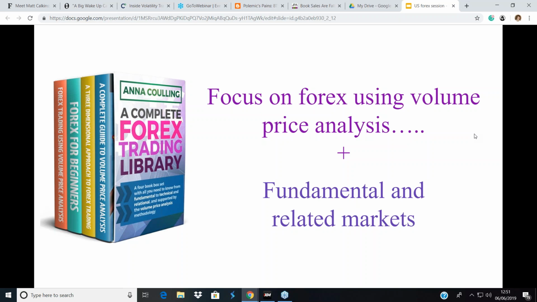But that's only one element of what you have to know to understand and trade this market. That's the technical analysis side. There's the fundamental side, and there's what's going on in the related markets, to give you what we call a three-dimensional approach to Forex trading. There's actually a book called A Three-Dimensional Approach to Forex Trading. But lately we have also added a fourth dimension, and that is the political risk. And the political risk, as you know, is Brexit.